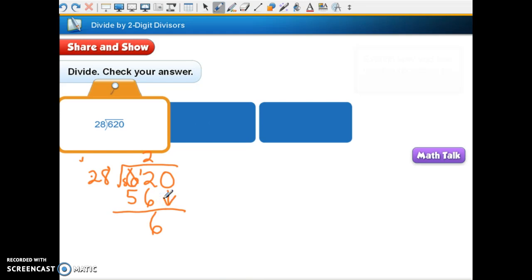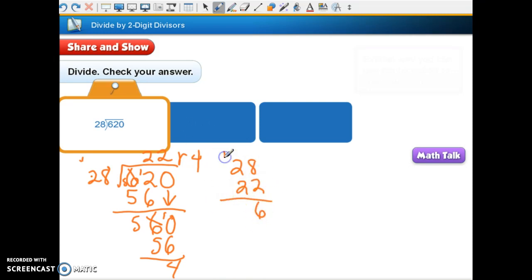If I look again, well, I have 60 and 56 is close to 60, so let's try 2 again. And we're going to get 56. And I have remainder 4. If I want to multiply to check that, I can have 28 times 22. And 2 times 8 is 16. 2 times 2 is 4, plus 1 is 5. And again, I would have a 6 and a 5 because I'm multiplying by 2. And I add a 6, 11, and 6. And then I have to add a 4. So I would get a 10, 2, and 6. So I'm right back to my 620. Go ahead and pause your video and make sure you have all of that done.